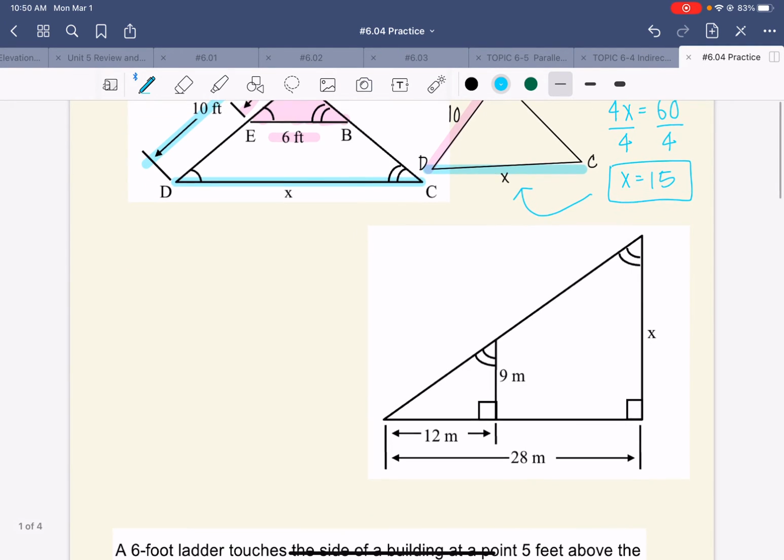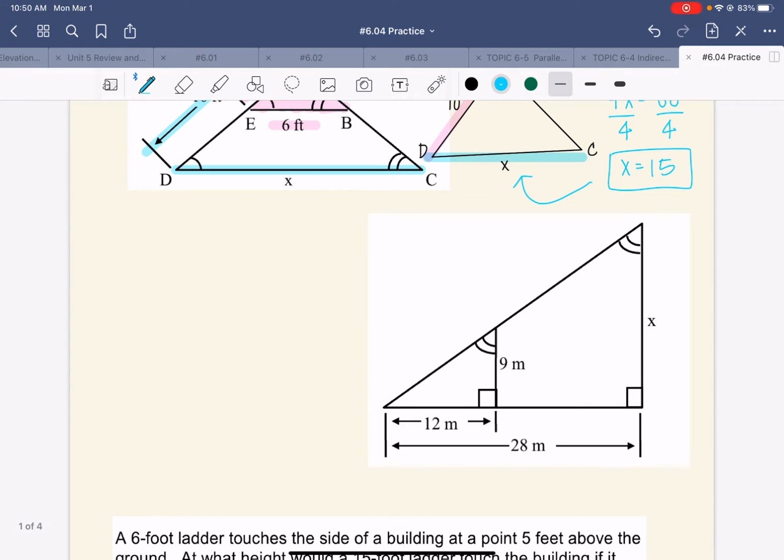Again, for this next one, we can break down the triangles if we would like. We have this smaller triangle right here, and then the bigger triangle includes the smaller triangle. The bigger triangle has the values 28 and x, and the smaller triangle has 9 and 12. So when we go to solve this, we need to do big over small.